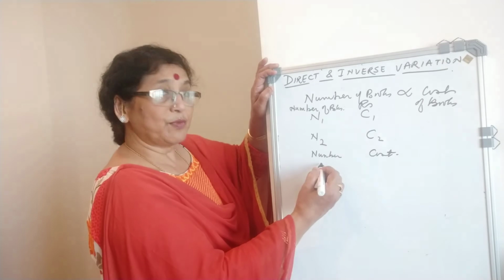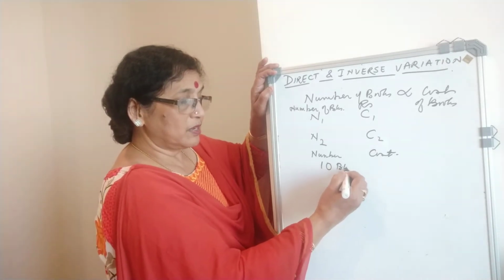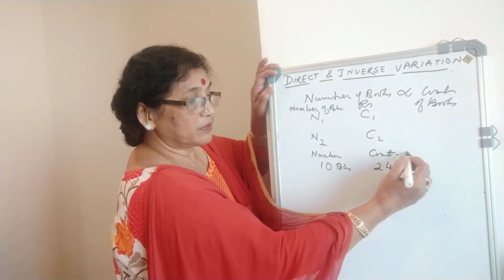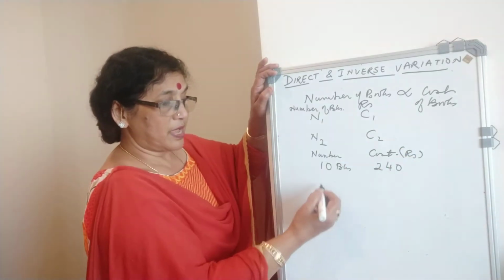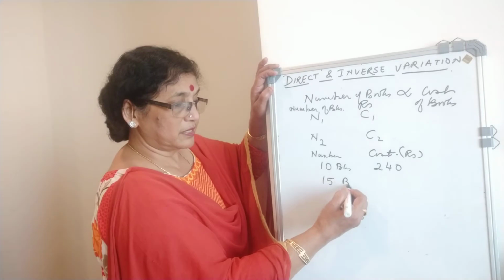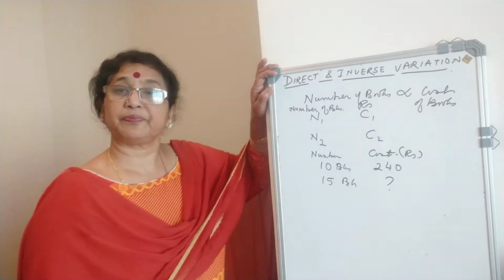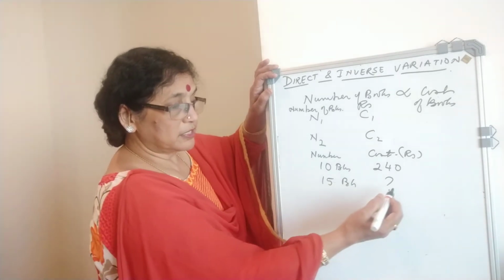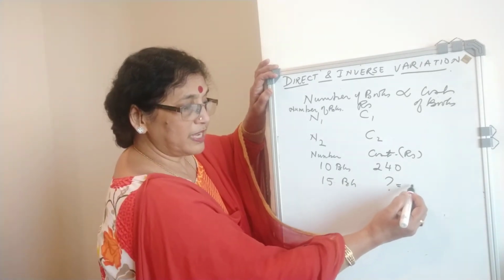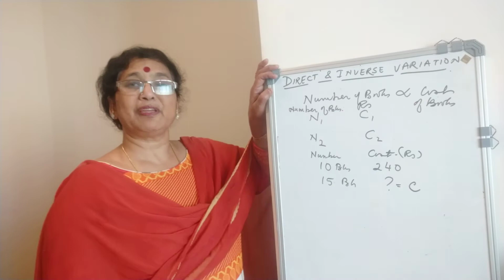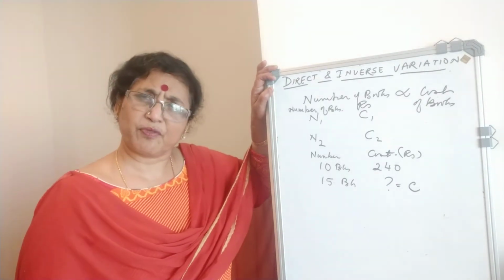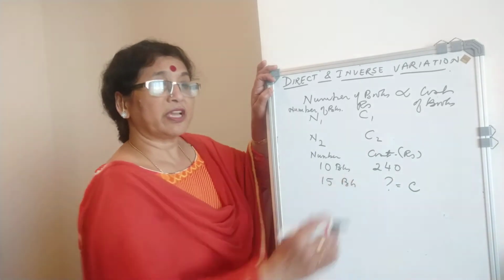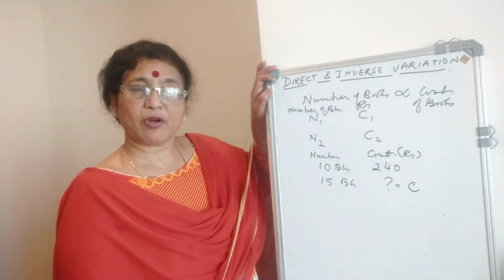So suppose I say 10 books cost 240 rupees. You can write this as rupees. And now 15 books will cost how much? What I have to find is the cost. So let me write C, or you can write X if you want, whatever variable you want. This is unknown. Since I am finding cost, I write C for cost, or you can write X also.